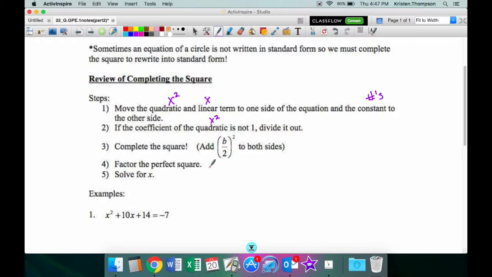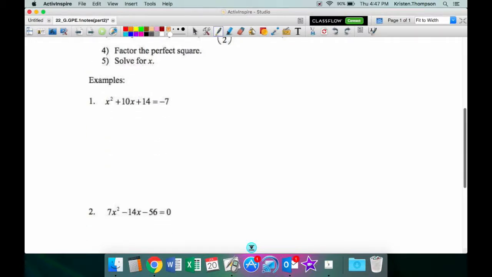Once you've done this, essentially what you're doing is eliminating the two x values in the problem and getting only one binomial with one variable within the problem. And you can solve for it in step 5 using your square roots. So let's take a look at two examples of completing the square.